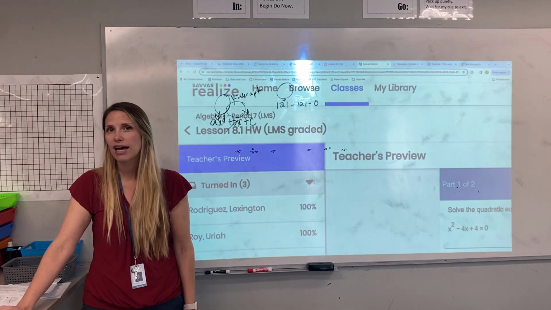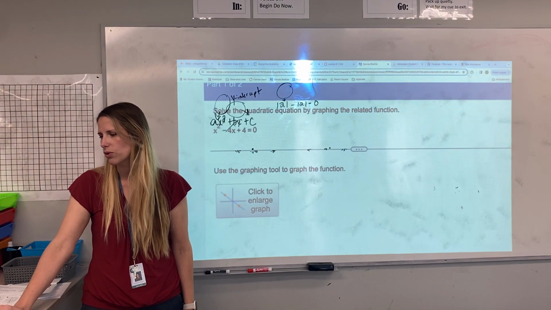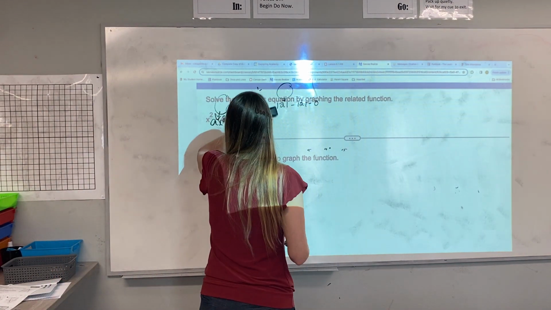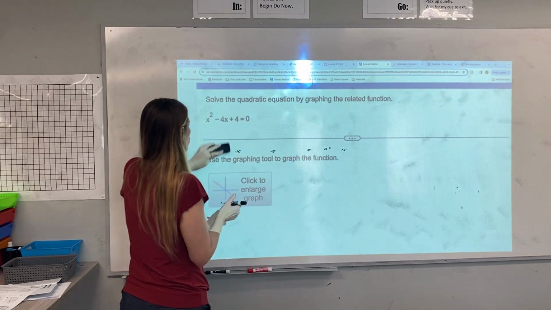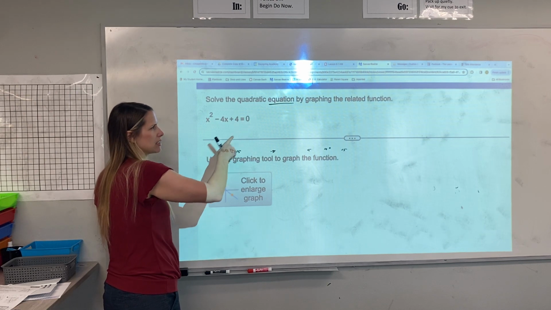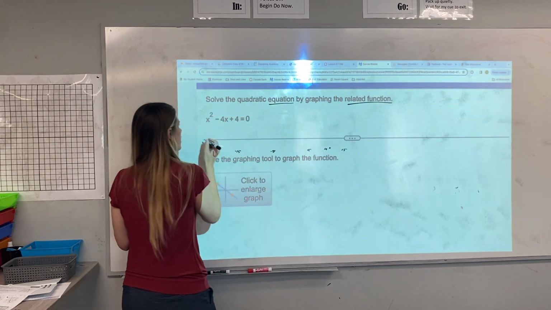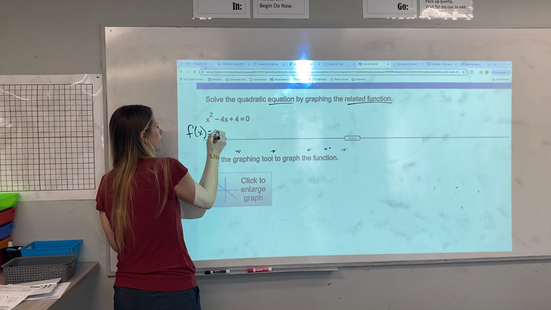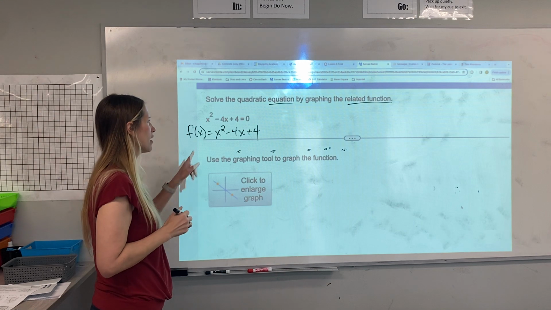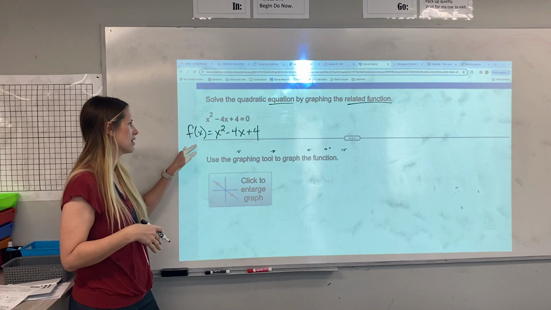All right, last one. We can do this. Solve the quadratic equation by graphing the related function. Remember, this wording simply means it's giving you the equation, meaning it's equaling y or equaling 0, and graph the related function, meaning change this to be f of x equals x squared minus 4x plus 4. They mean the same thing. This is an equation. This is a function. This is just what we graph.